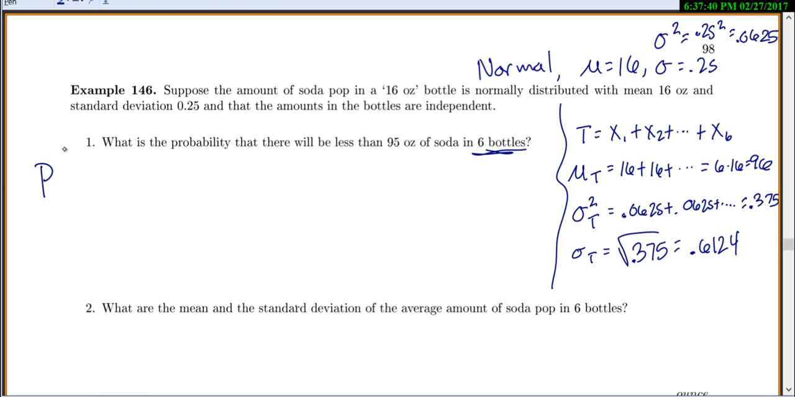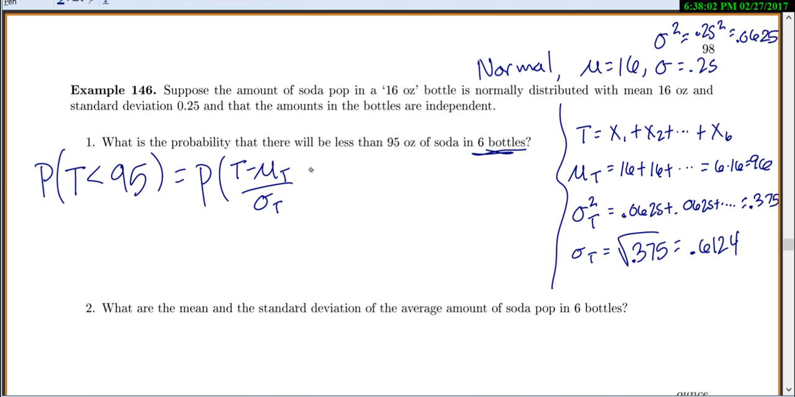Now they asked us to find the probability that there's less than 95 ounces in those 6 bottles. So we're looking for the probability that T is less than 95. The first step is always to standardize. Since this is a T, you'll want to subtract the mean of T and divide by the standard deviation of T. So it'll be 95 minus the mean, which we said is 96, over the standard deviation of 0.6124. Once you standardize, that's a Z now. Z is less than negative 1.63.